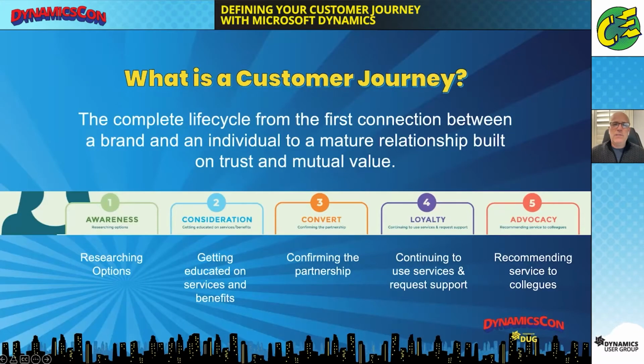So what is a customer journey? A customer journey is the complete life cycle from the first connection between a brand and an individual to a mature relationship built on trust and mutual value. There are lots of variations of a customer journey. If you Google it, you'll see all kinds of infographics and different stages. But the most typical, and the one we're going to be working from today, has 5 steps: awareness, consideration, convert, or sometimes called conversion, loyalty, and advocacy.